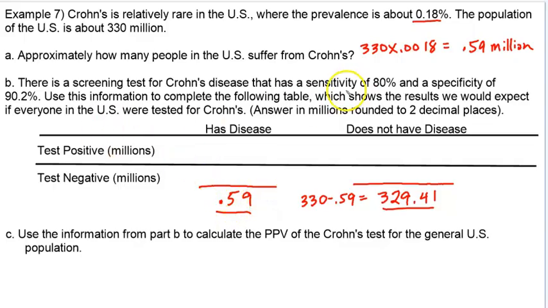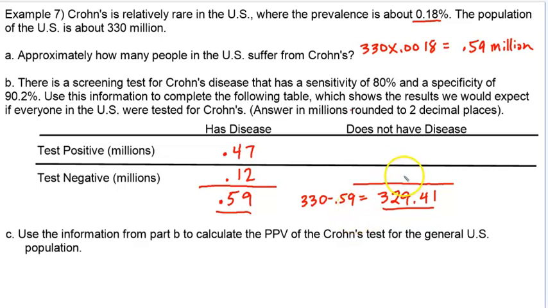So let's now turn to our sensitivity rating. It says that of these people that have the disease, the test said 80% of them would test positive. So let's see what that number is. 0.59 times 80%, that's 0.472. So the test would say 0.47 million have the disease. So since that's 80% according to the sensitivity rate, then that means 0.12 would test negative, even though they have the disease. 0.12 million would test negative.